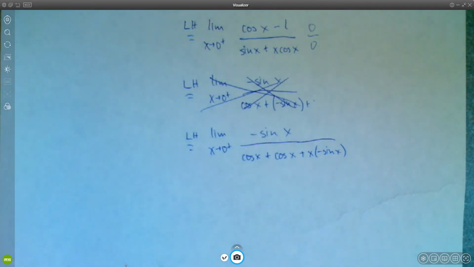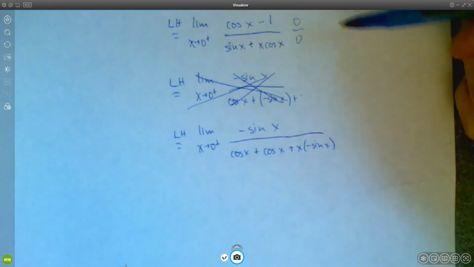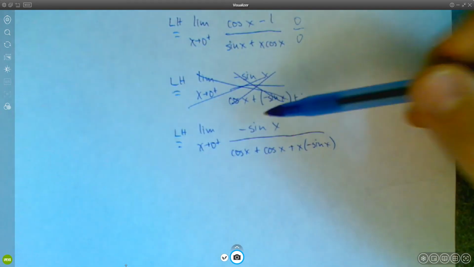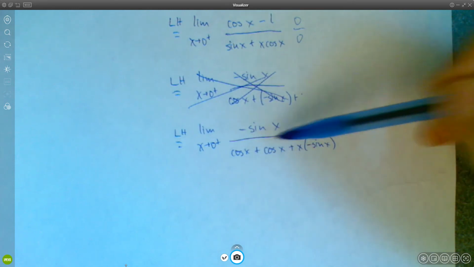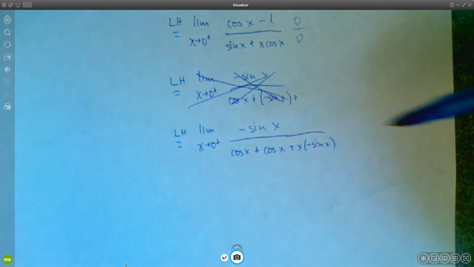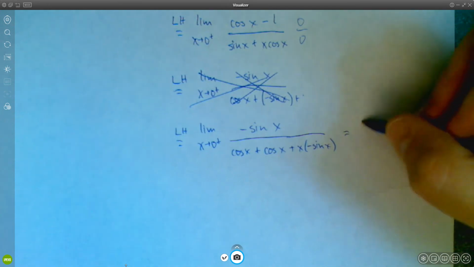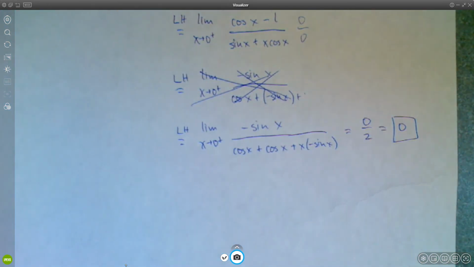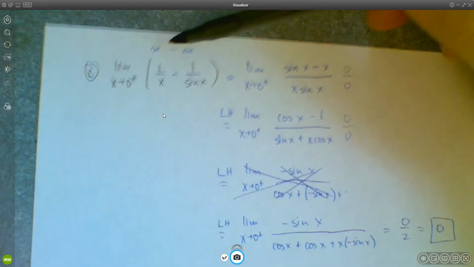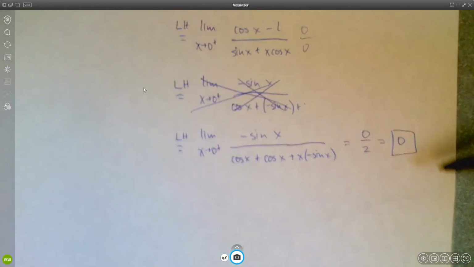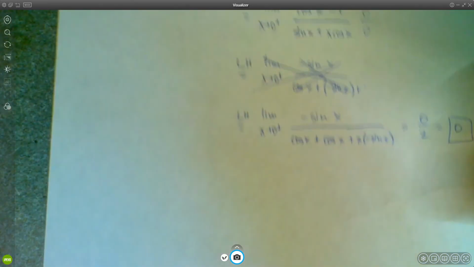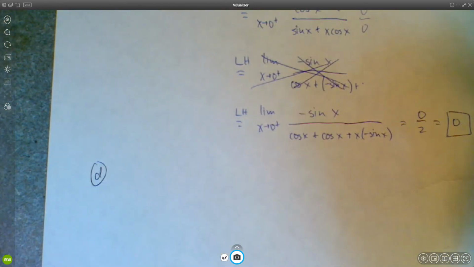Okay. Now what? Now if we plug in 0. I suppose I could simplify this, but let's just check. If we plug in 0, we get 0 in the numerator, and we get 1 plus 1 plus 0 in the denominator. So we get 0 over 2, which is just 0. Okay, so that's that one. Now you might be fooled into thinking that infinity minus infinity equals 0, but that's not true, right? It doesn't always work out that way. Okay, let's do another one.